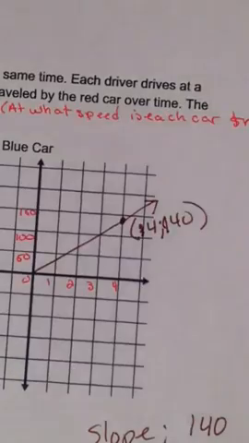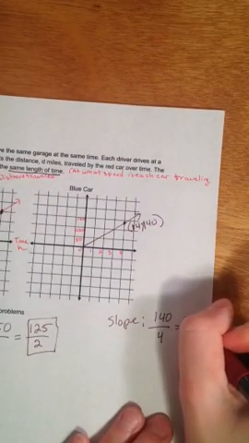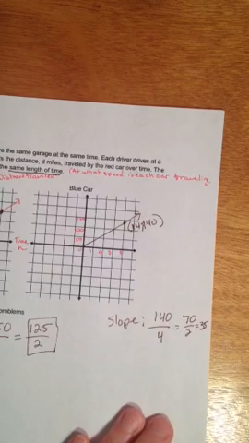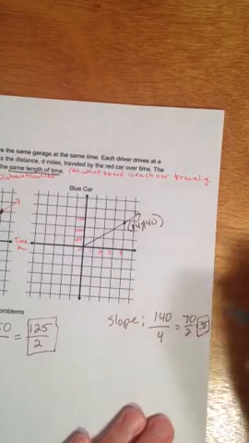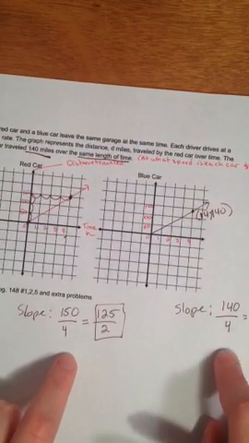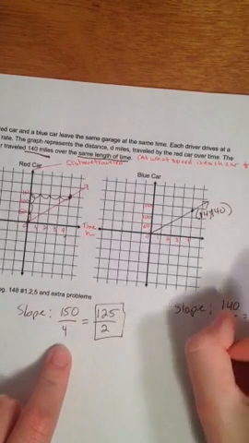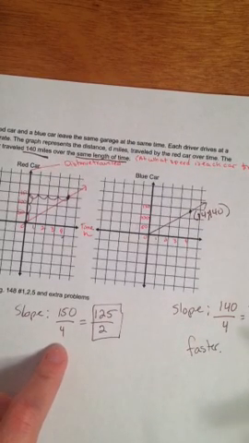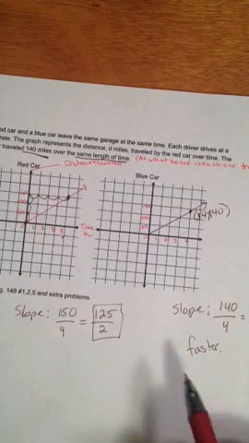Again, I'm sorry, I keep zooming in and out, I forget. So that would be 70 over 2, which would be 35. So this is my final slope, the reduced form. But if I wanted to compare which one was going faster, this one goes 140 miles in 4 hours, and this goes 150 in 4 hours. So the red car is faster in this case. That's not what they were asking. They just want to know at what speed each one was going. But, you know, this works out. So just another question to think of.